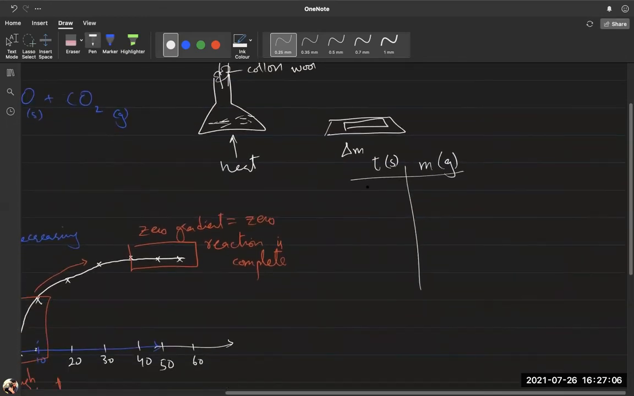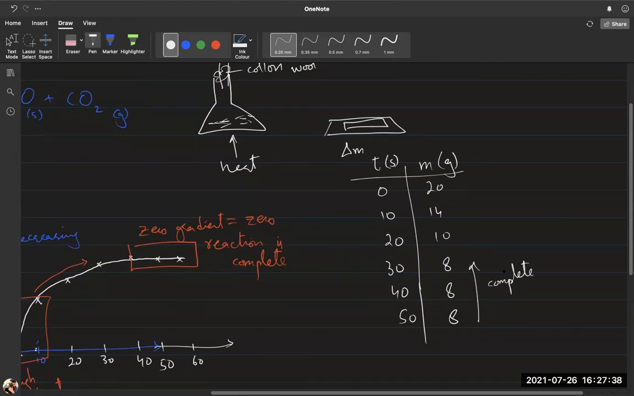So let's suppose in this case, initially at 0 seconds, our mass was 20 grams. But after 10 seconds, the mass was 14 grams. After another 10 seconds, which means total 20 seconds, the mass was 10 grams. After 30, it was 8. After 40, it was 8. And after 50, it was also 8. So what does this show? This is showing that the reaction is complete because there is no change.